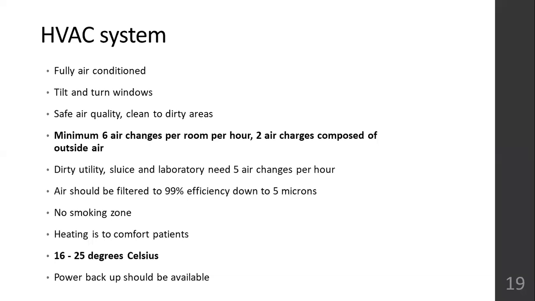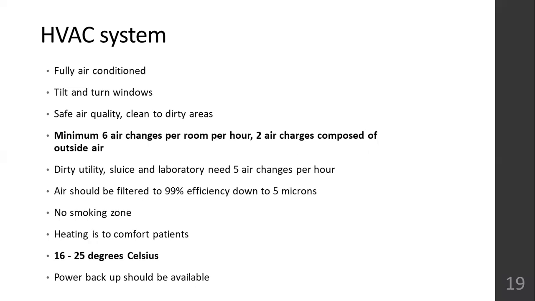Clean to dirty areas, the air flow. In the HVAC system, the air flow is from clean area to dirty area. That is, from the patient area to the dirty area, where dirty areas are considered as the toilet areas, washroom areas, linen collection areas. A minimum of 6 air changes per room per hour is maintained. You can maintain that digitally.